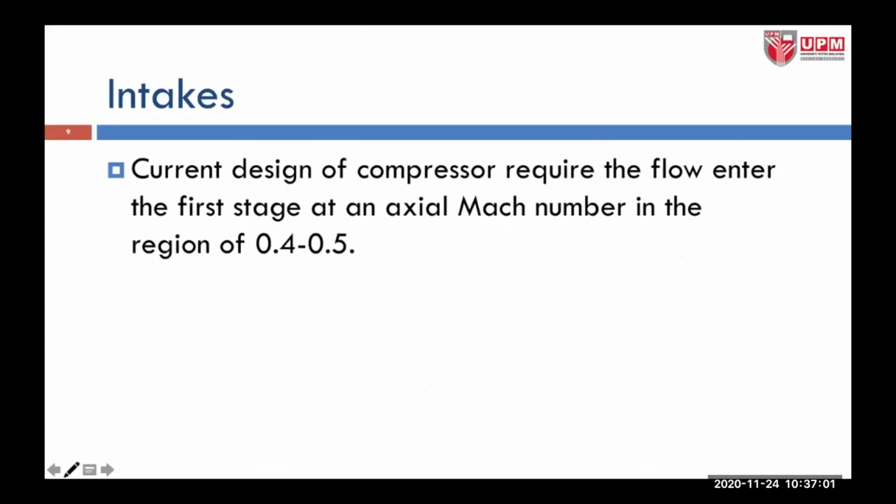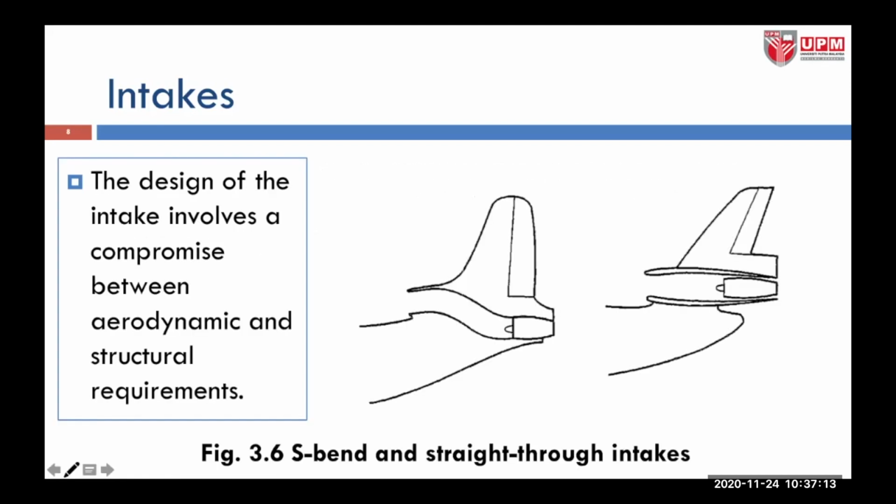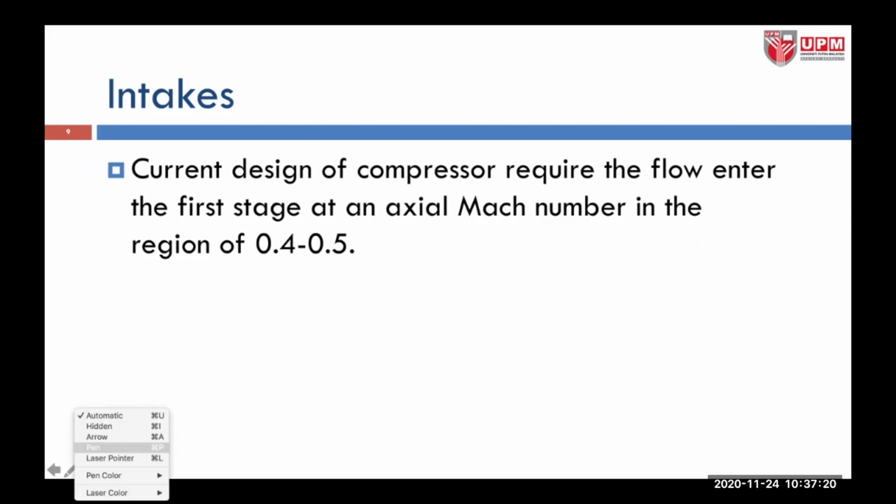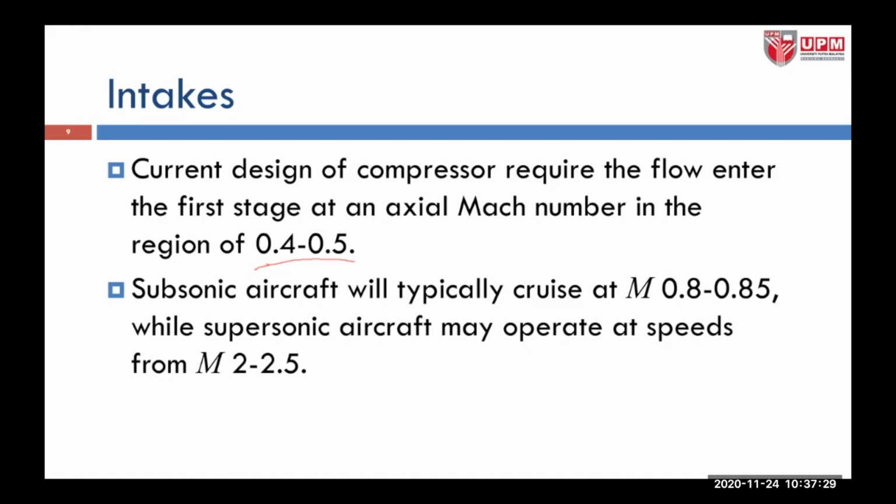The current design of a compressor requires the flow to enter the first stage at an axial Mach number in the region of 0.4 to 0.5. So for a typical engine, you will have the axial Mach number in the range of 0.4 to 0.5. And subsonic aircraft will typically cruise at Mach 0.8 to 0.85, while supersonic aircraft may operate at speeds from Mach 2 to 2.5. So you need to be able to design a special intake at a higher speed.